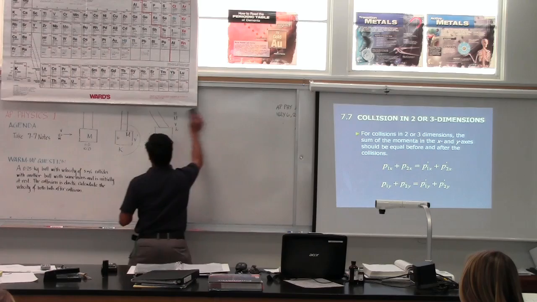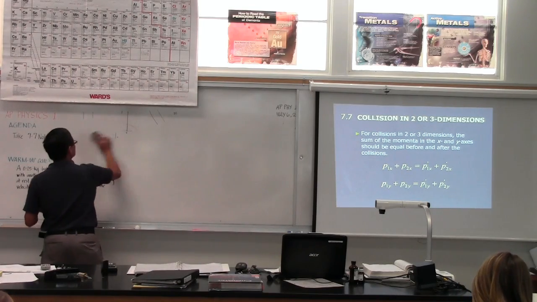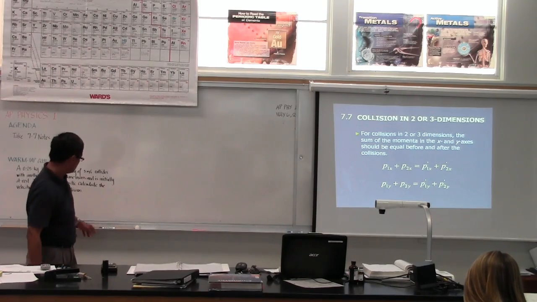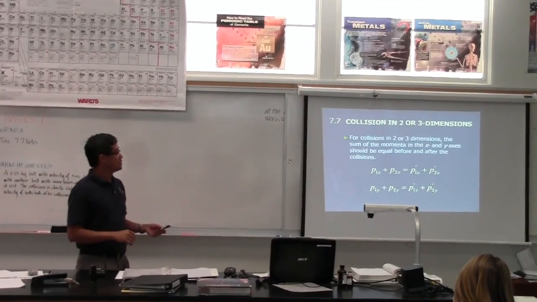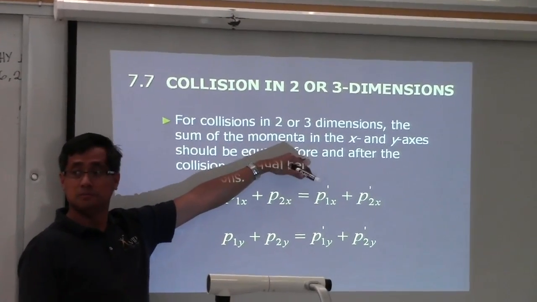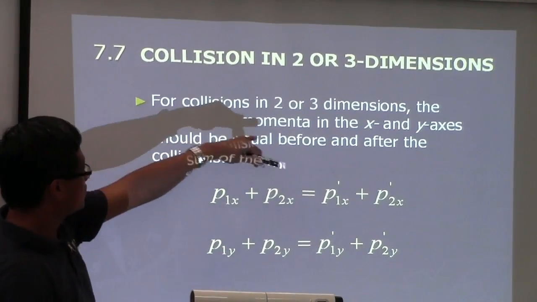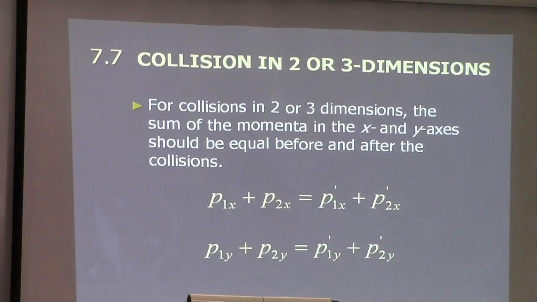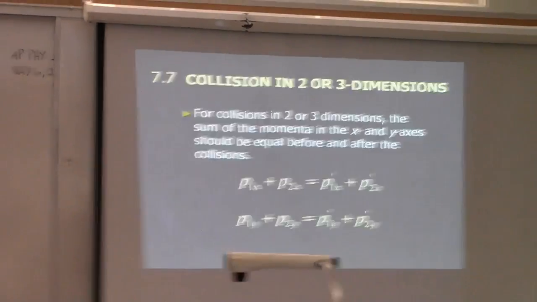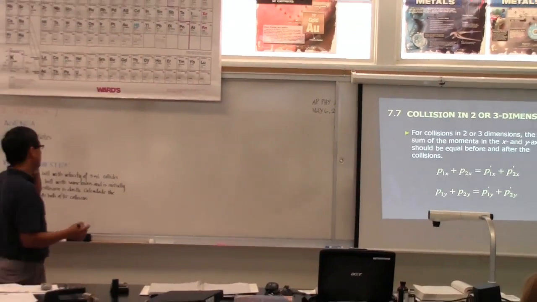What does it say, by the way? Trying to simplify it. For collisions in 2 or 3 dimensions, the sum of the momenta, the plural of momentum, in the x and y axis should be equal before and after the collision. Meaning if you add up all the momentum of the x, it should also equal all the momentum of the x-axis after the collision.